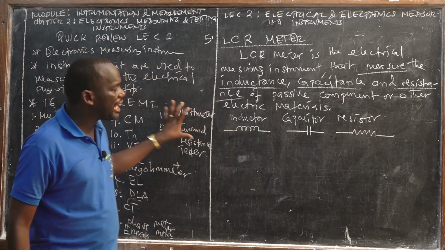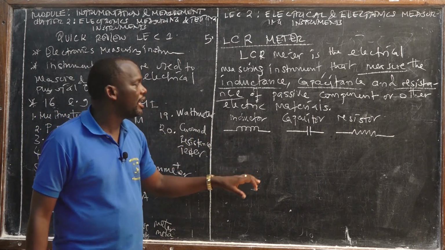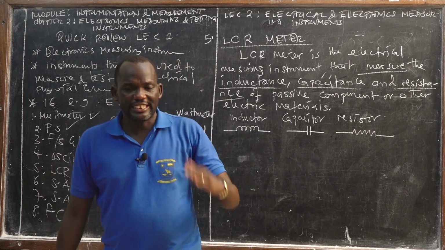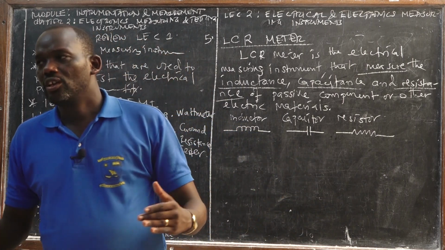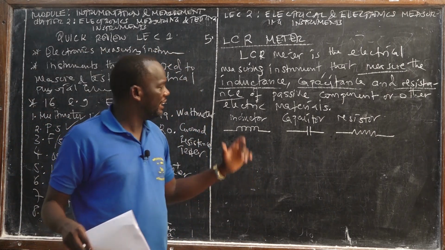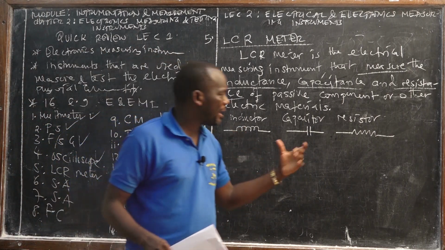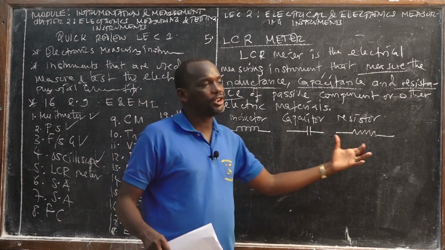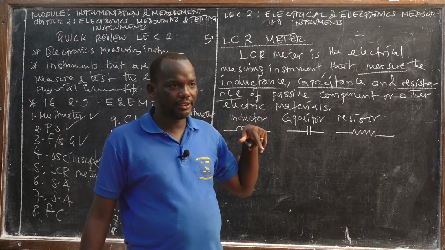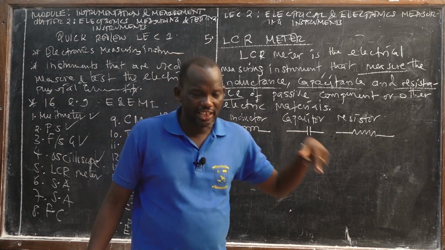So you may use an LCR meter to measure the inductance of the inductor, the capacitance of the capacitor, the resistance of the resistor. But in addition, sometimes we might have some material which describes an inductance property or capacitance property or resistance property. And also you can use the LCR meter. Class, is it clear?